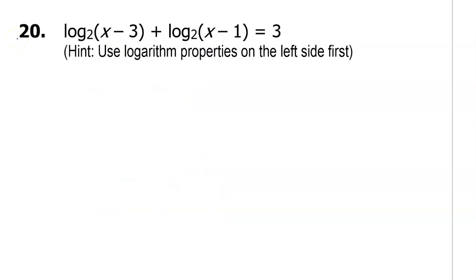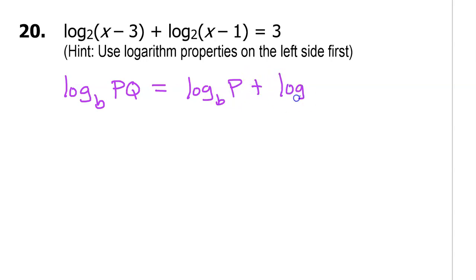For problem number 20, we will need our logarithm properties. So let's review 3 properties of logs. We learned a product property. If I have the log base b of p times q, this can be rewritten as a sum. So this could be rewritten as the log base b of p plus the log base b of q.